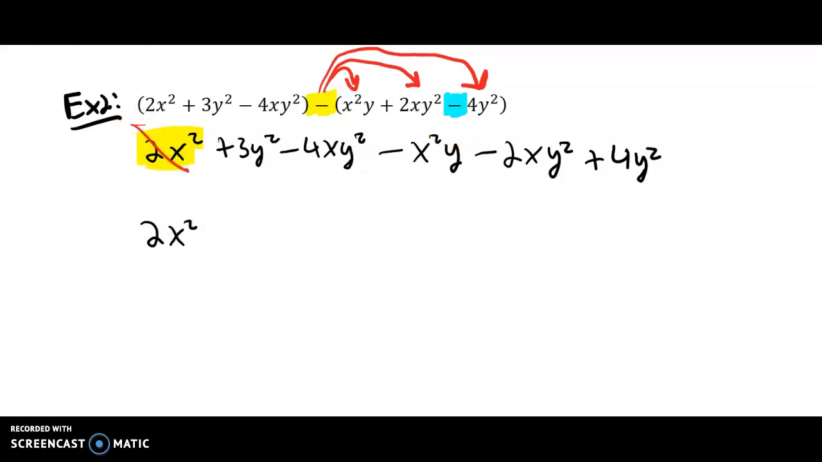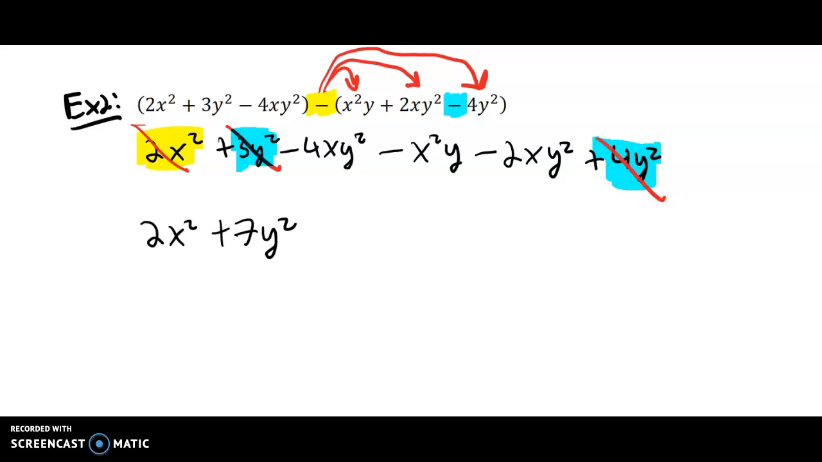Okay, up next, I see a 3y squared. Do we have any other y squareds? Aha, we do at the end. I've got a plus 3 and a plus 4, so I've got plus 7y squared. We're done with them. Cross them out.